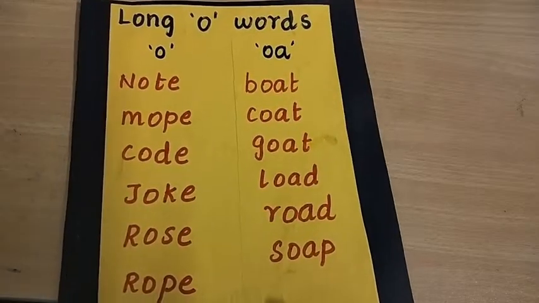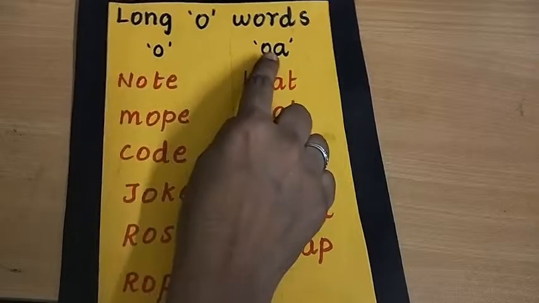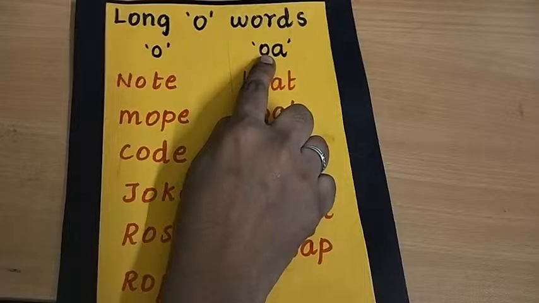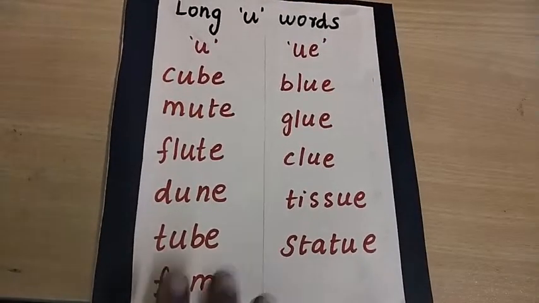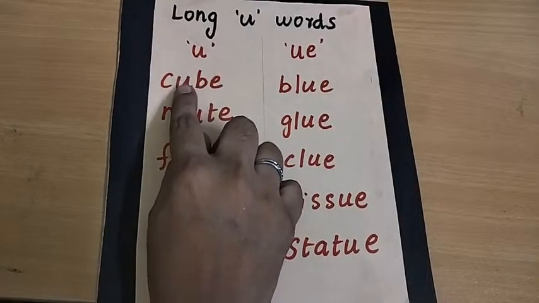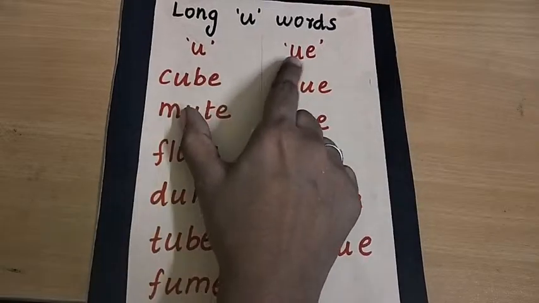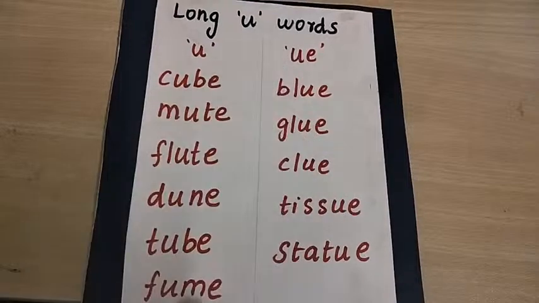Next is your vowel O. So in O vowel words, O consonant E, O takes its longer sound. In the case of O A, the first vowel takes its longer sound, that is O. This is long O words. Okay. Next is the last vowel U. So U consonant E, the vowel takes its longer sound. In the case of two vowels U and E, the first vowel takes its longer sound, that is U. This is the long U vowel words. So these are the long vowel words we have learned today.